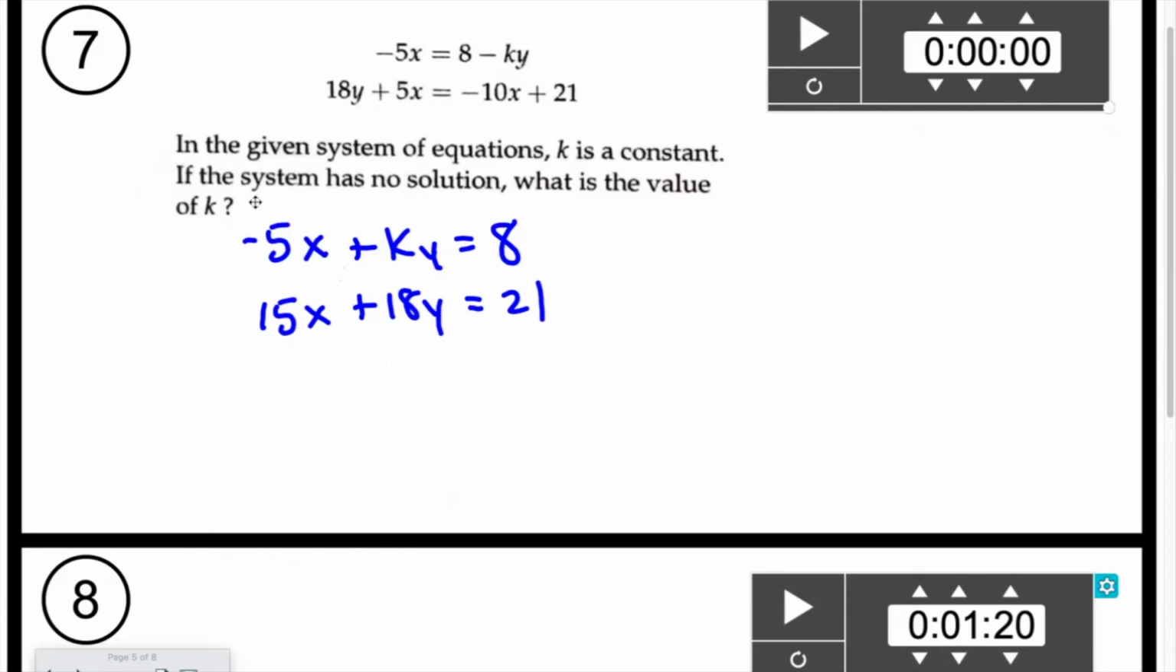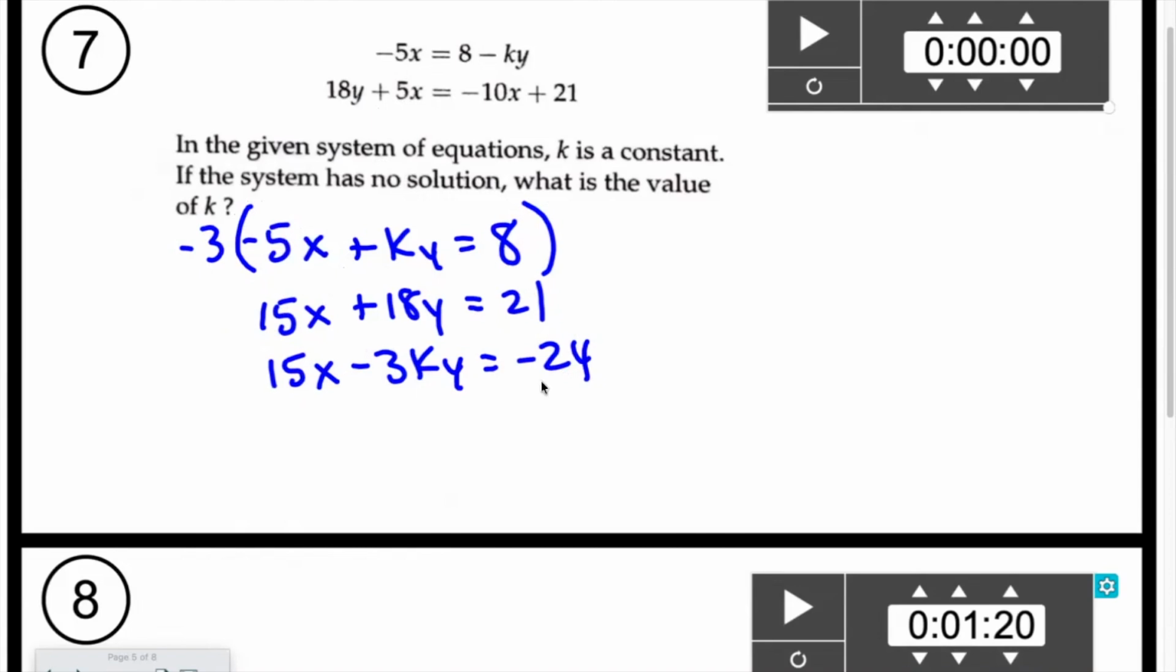So when it's in standard form, I'm going to focus on the x's. I want them to be the same. I want the constants to be different, but I don't want to focus there because there's an infinite number of ways to make them different. I want to focus on what I want to make the same. So here's the x's. I'm going to multiply by -3. So my new first equation is 15x minus 3ky equals -24.